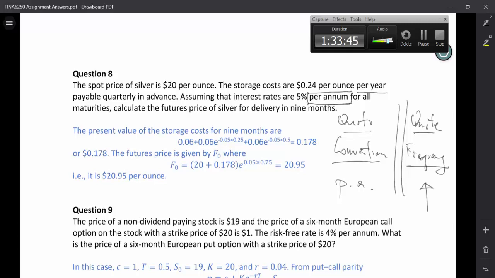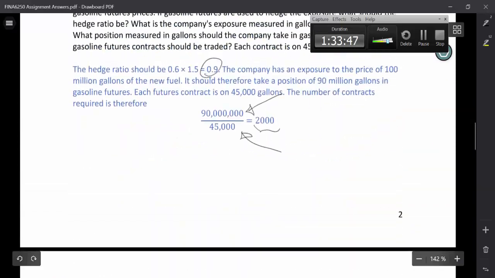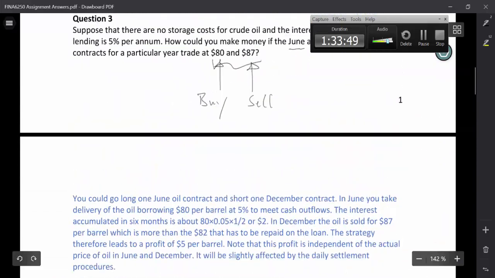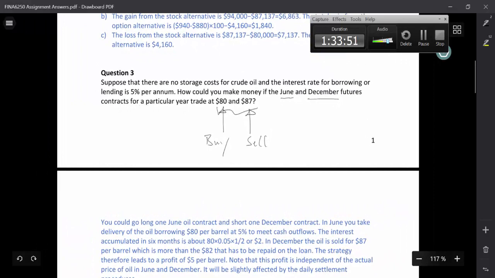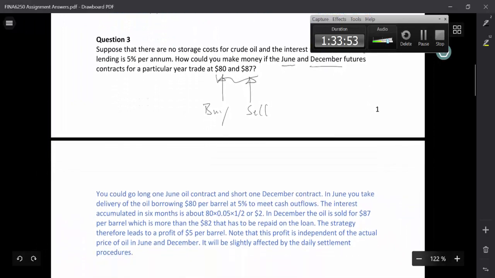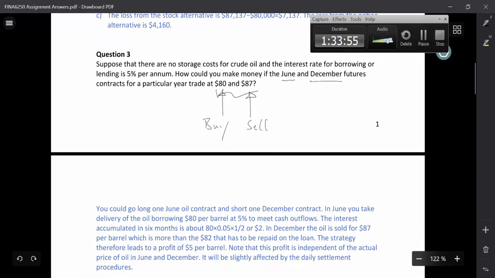He's asking, what if you use the continuous compounding method in question 3? Yeah, you will be correct, and you will get full marks. Okay. For question 3, even if you don't use continuous compounding, I probably will give you close to full marks.